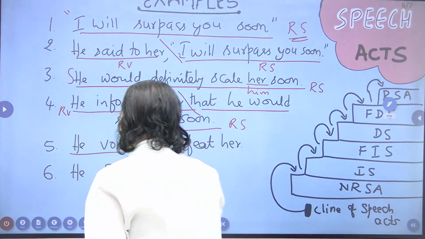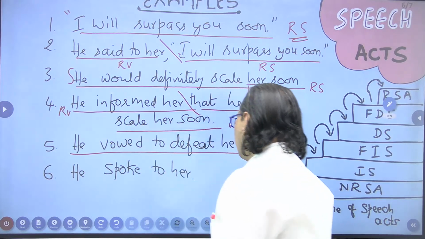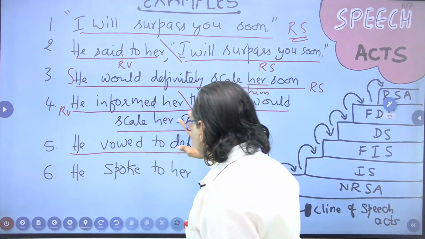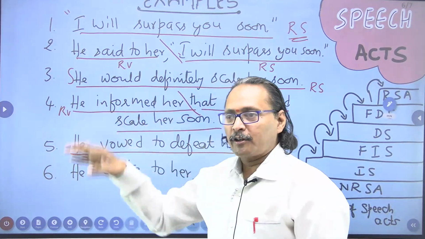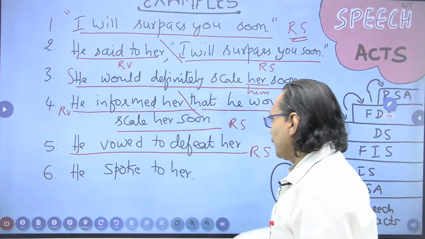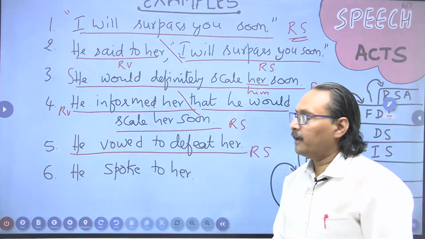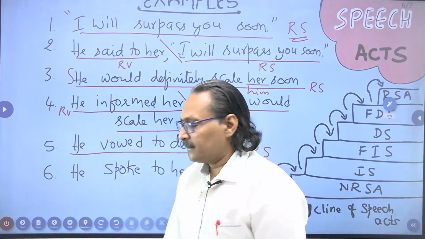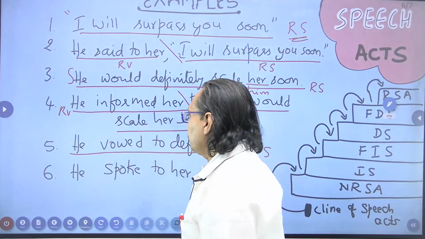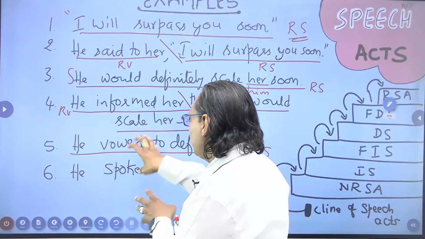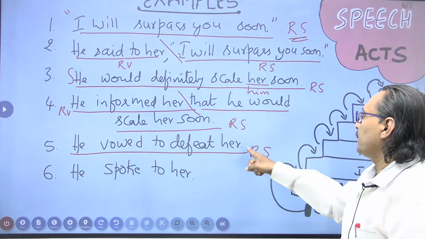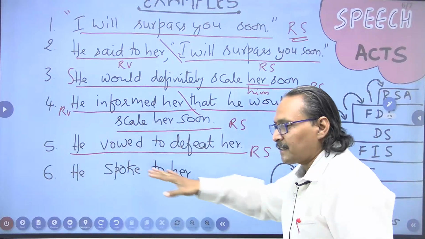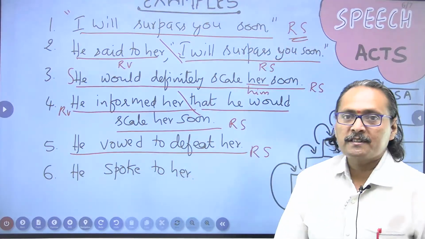Now look at this fifth example. In this example, you have only the reported speech. He vowed to defeat her. Now, when you say he vowed to defeat her, it exactly mirrors the intention of that particular speaker. I will surpass you soon is nothing but he vowing. From where does this vowing come? Actually, it comes from the presence of that internal quality of will. Will is definiteness, and that definite determination on the part of that particular speaker is actually indicated by the word vowed. He vowed to defeat her is an exact representation of what the previous statement actually makes. So this is the summary content of what the original statement has spoken.